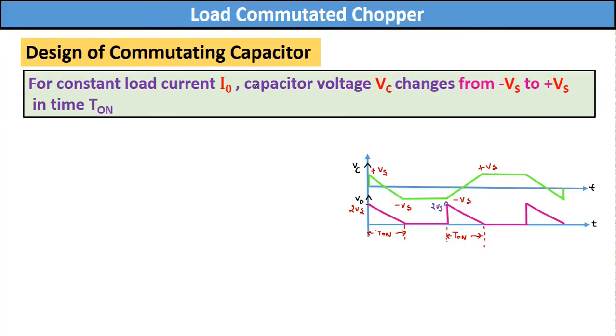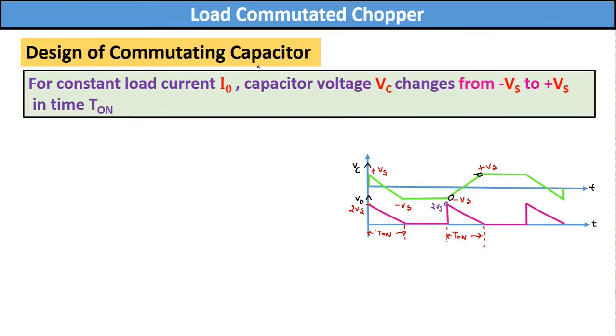For constant load current I naught, capacitor voltage Vc changes from minus Vs to plus Vs in time T on. So here we are taking the constant load current, meaning that while studying the load commutated chopper we consider the load current to be continuous and ripple free as the load is highly inductive. So for constant load current, we are taking the capacitor voltage changing from minus Vs to plus Vs. We can take this change also from plus Vs to minus Vs. Both these changes occur in the on period of the pair of SCRs. So we are taking this change here.